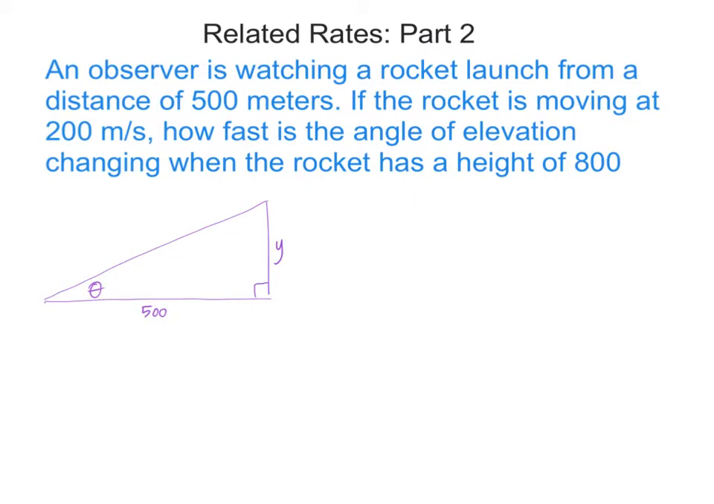Okay, last example. When you see a right triangle setup, usually you're using the Pythagorean Theorem, a squared plus b squared is c squared. In this case, the question is about this angle of elevation. We've got a person here watching a rocket launch. We've got the rocket climbing in the air over here. And the question is, how fast is the angle of elevation changing?